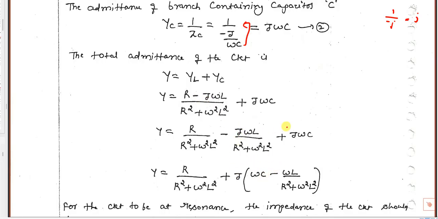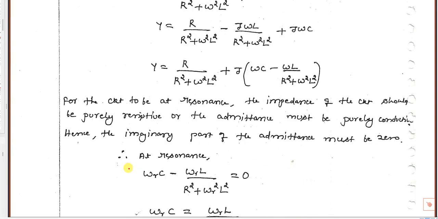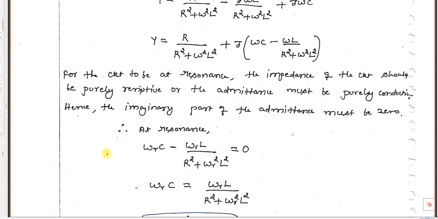So here you can take j common. If you take j common, here plus j is there, here minus j is there. First you have to write omega C minus omega L by R square plus omega square L square. And we know that in series resonance or parallel resonance circuit, for the circuit to be in resonance, the impedance of the circuit should be purely resistive, or the admittance. There should not be any reactance or susceptance for a resonance condition. So this part should be 0.